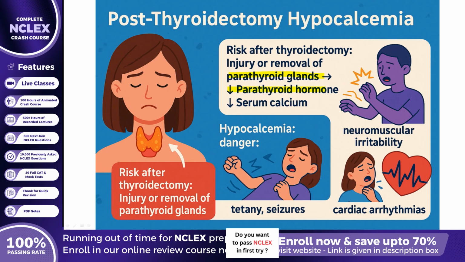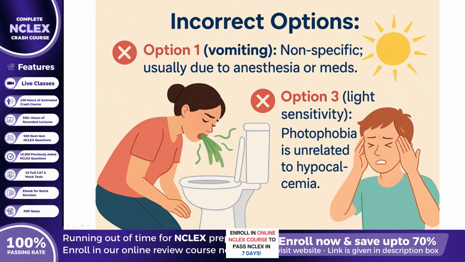Looking at option 1, I feel like I could vomit. This is incorrect because nausea is more likely related to anesthesia or opioid use rather than hypocalcemia. Option 2, my lips feel numb and tingly, is correct since perioral numbness is a hallmark early warning sign and should trigger an immediate calcium level check and readiness for interventions like intravenous calcium gluconate. Moving to option 3, light seems to bother my eyes. This is incorrect because photophobia is unrelated to calcium levels and is usually associated with neurological or ocular issues.